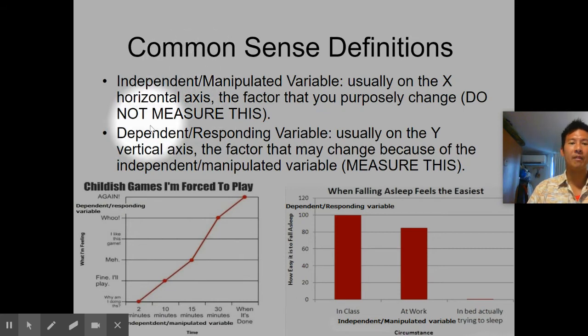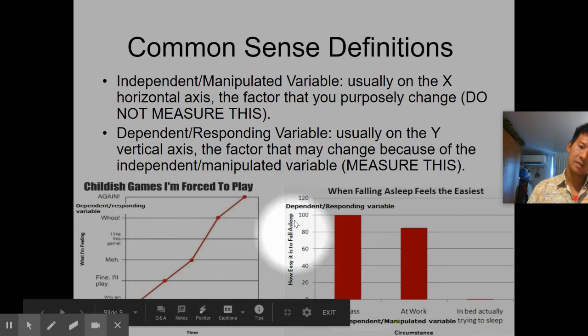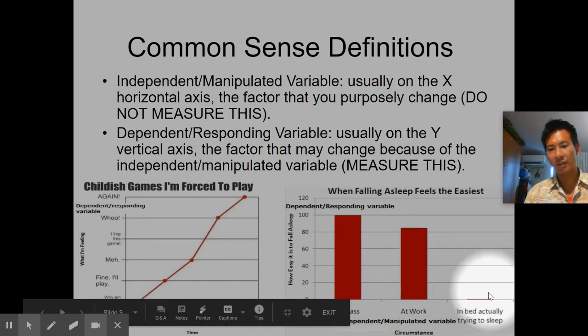Now the dependent variable responds to the independent variable. So the dependent variable is dependent upon your independent variable. And that's why they have their names given. In this case, on this graph, it's the level at which it is easy to fall asleep. In class, it's 100%. At work, it's about 80%. And when you're in bed, scrolling through social media, it's very hard to fall asleep according to this graph.